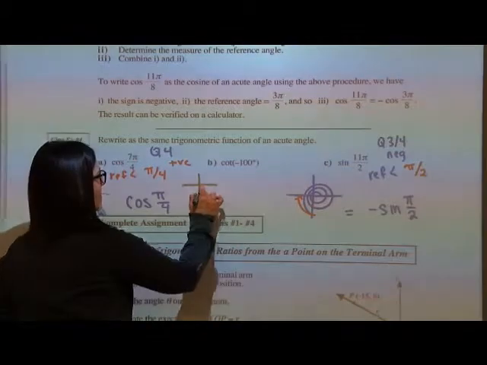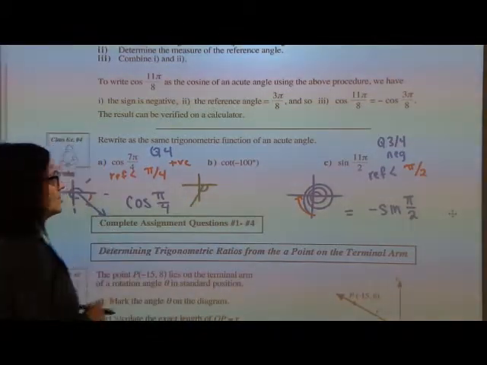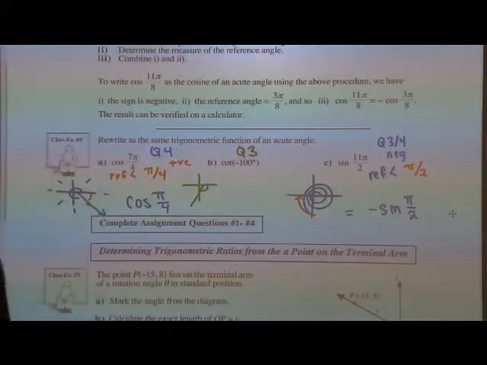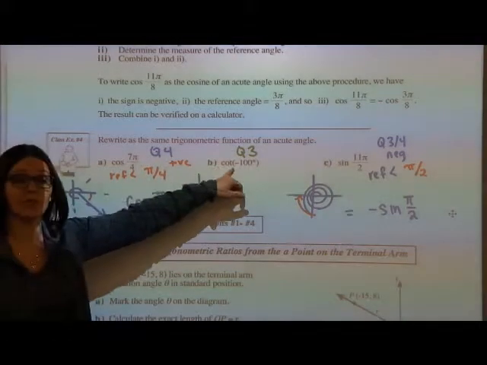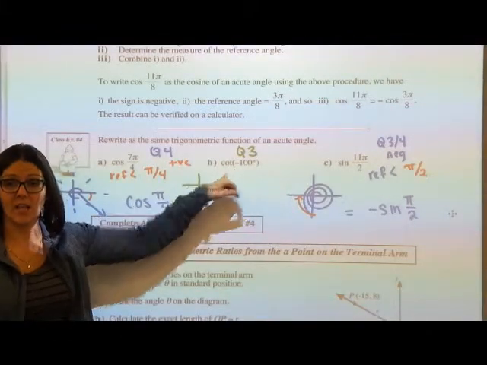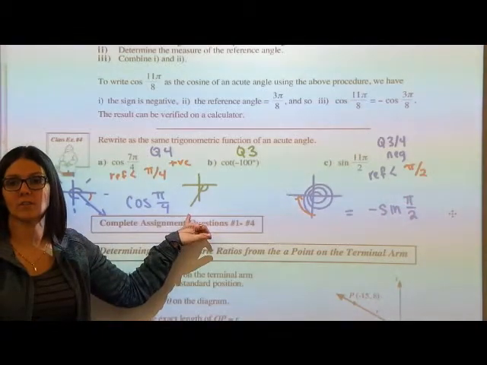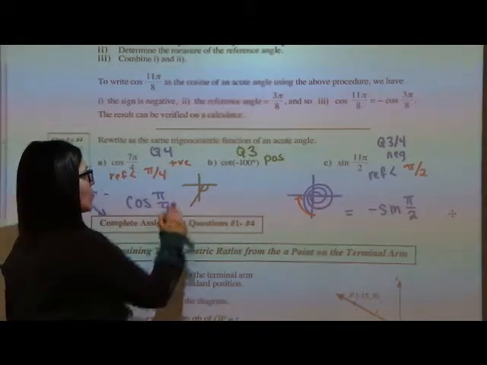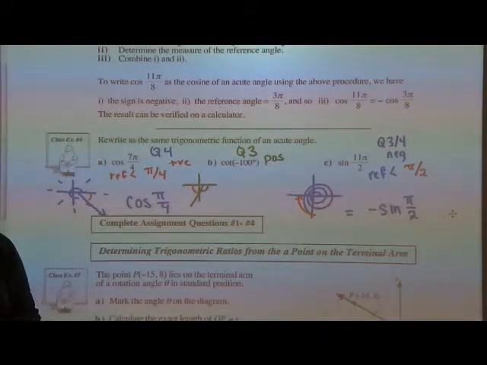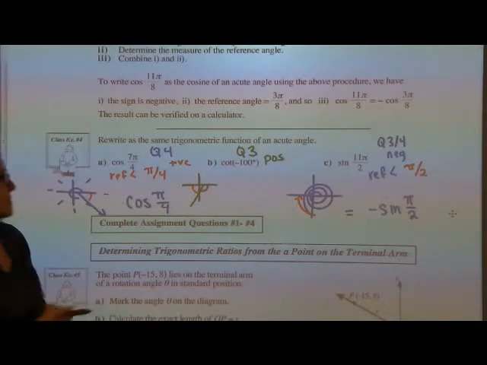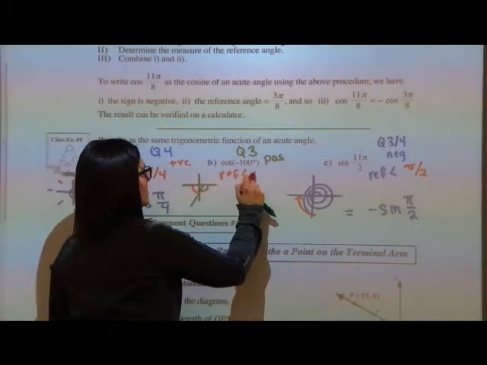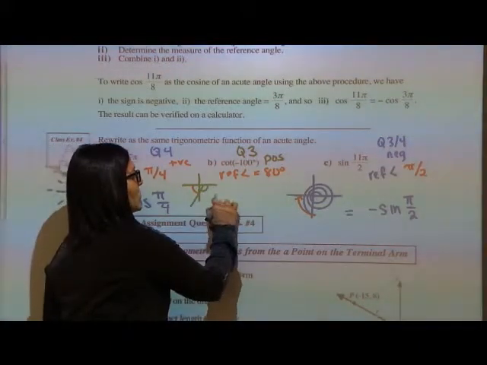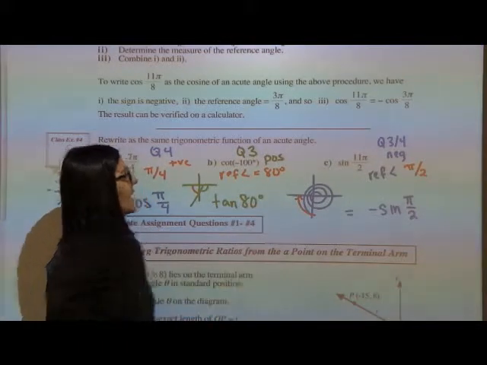Quadrant 3. So I'm in quadrant 3. What's the reciprocal of cotangent? Tangent. And what value is tangent in the third quadrant? Positive. And what would my reference angle be? 80 degrees. Good. So then cotangent negative 100 degrees would be the same as tangent 80 degrees.